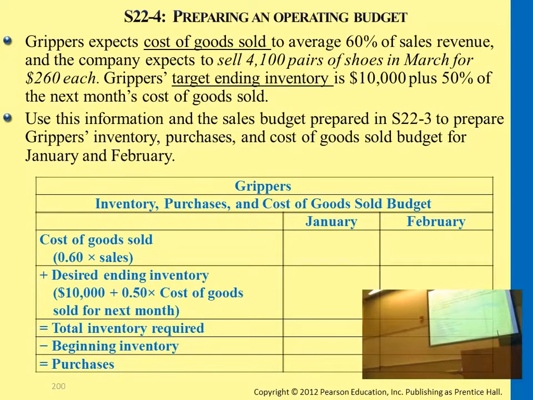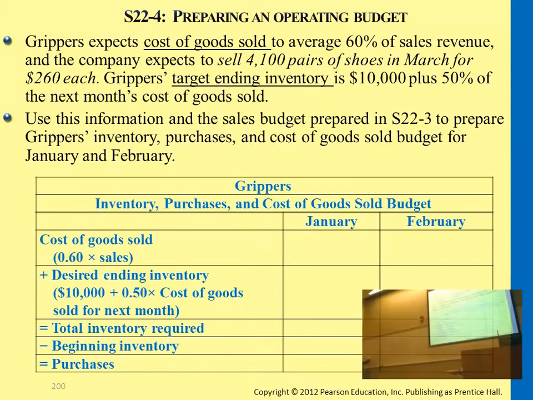What about February? February, again, you need $10,000 at least, but you need to add March's budgeted cost of goods sold, right? So March's sales revenue, you can actually get from the additional information on top of the table given to you. It tells you that we're expecting to sell 4,100 pairs. Each pair is sold at $260. So this is the budgeted sales revenue for March that you can get from the previous lines on top of the table.